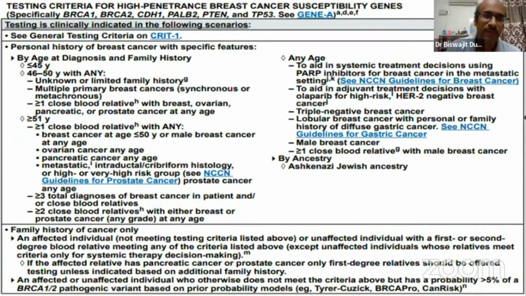Ma'am, just for the testing, the only thing we should keep in mind is that we could use NGS also for testing, but we should also remember that if anything comes negative, because some of those mutations are very large, they can be missed on doing targeted ones. So then we need to do an MLPA. So we should do an MLPA along with an NGS. That's a valid way of testing. So that is very important, that you can't afford to miss.